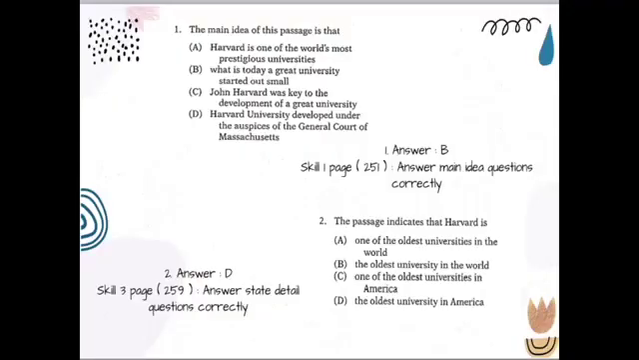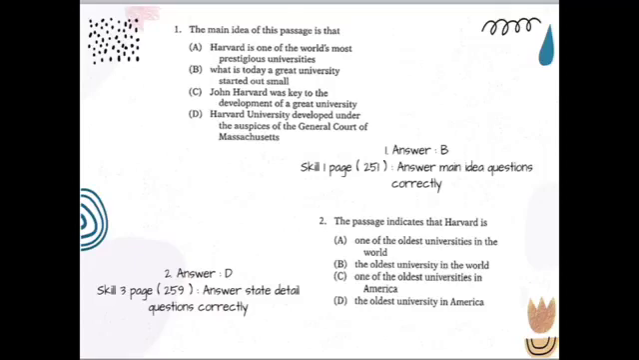And now we are going to the reading comprehension section. After we read the passage before, for number 1, the question is: the main idea of this passage is that, and the correct answer is B, "What is today a great university? Start out small." Based on skill 1, page 151, answer main idea questions correctly.